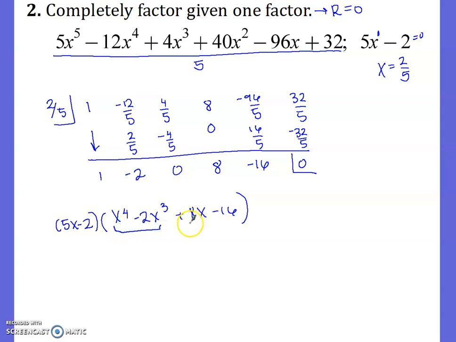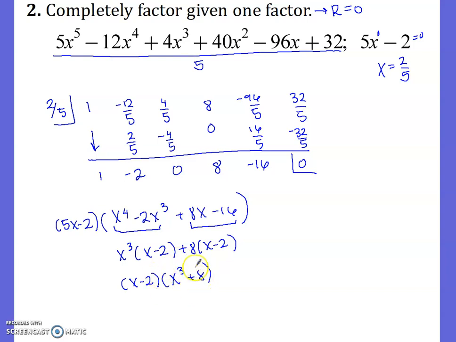So what I need to do is continue to factor what's left. I'm going to factor this by grouping since there are 4 terms. So here I can take out an x cubed, I'm left with an x minus 2. Here I can take out an 8, and I'm left with an x minus 2. So what this 4-term polynomial will factor into is x minus 2 and x cubed plus 8.